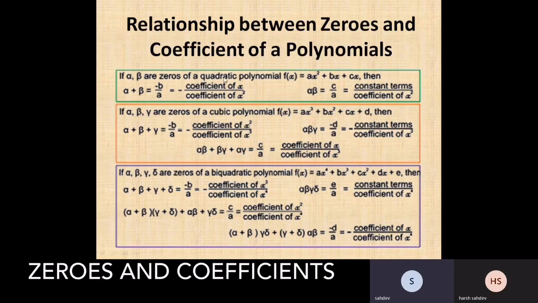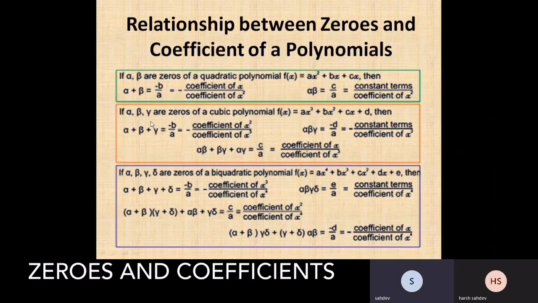If alpha and beta are zeros of the polynomial ax square plus bx plus c, then this will be the sum of zeros. Alpha plus beta is the sum of zeros, and will always equal negative coefficient of x upon coefficient of x square. And this is the product of zeros. Alpha into beta is the product of zeros, that will be c upon a. c is the constant term and a is the coefficient of x square. x square is the variable, and next to the variable is its coefficient.